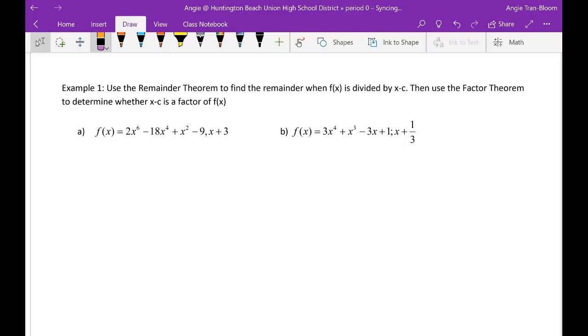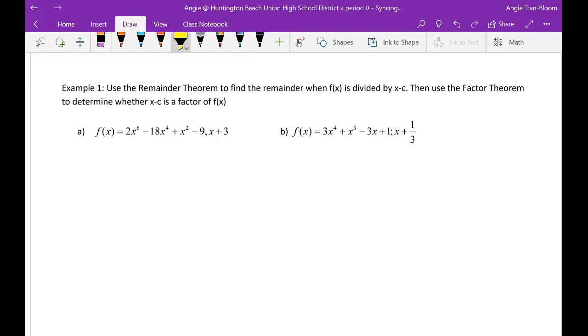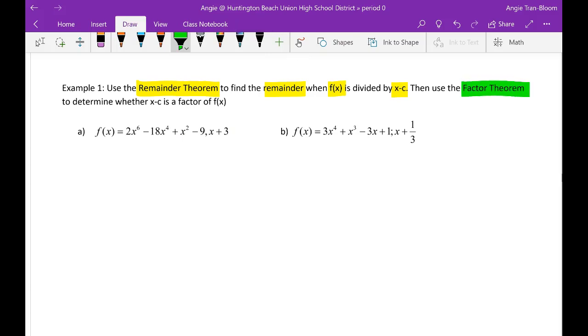Hey, awesome pre-calc. This recording is for 4.2, example 1. Example 1 says use the remainder theorem to find the remainder when f of x is divided by x minus c. So f of x divided by x minus c. And then use the factor theorem. There are two theorems involved. Use the factor theorem to determine whether x minus c is a factor of f of x.